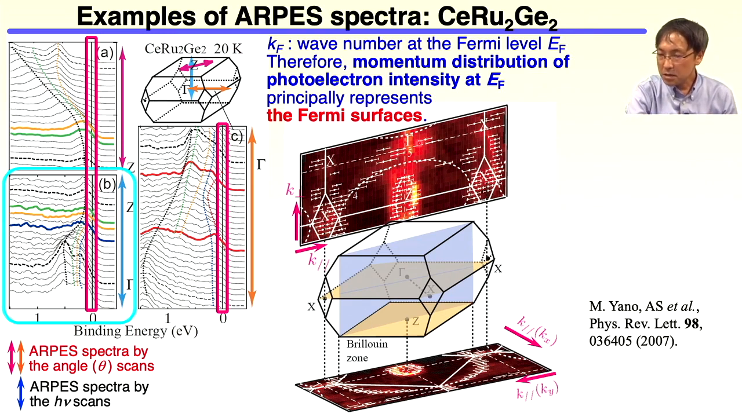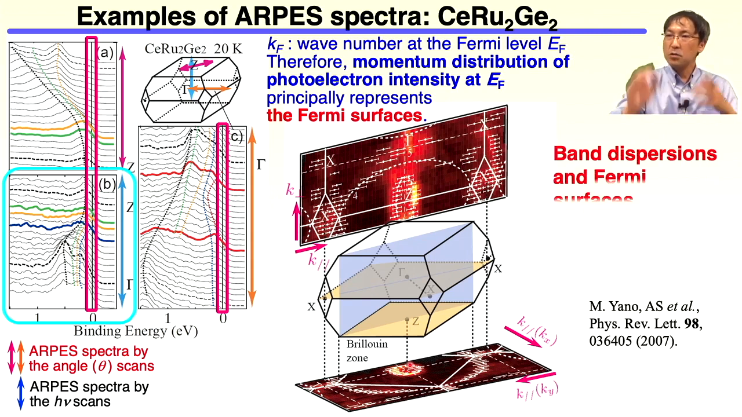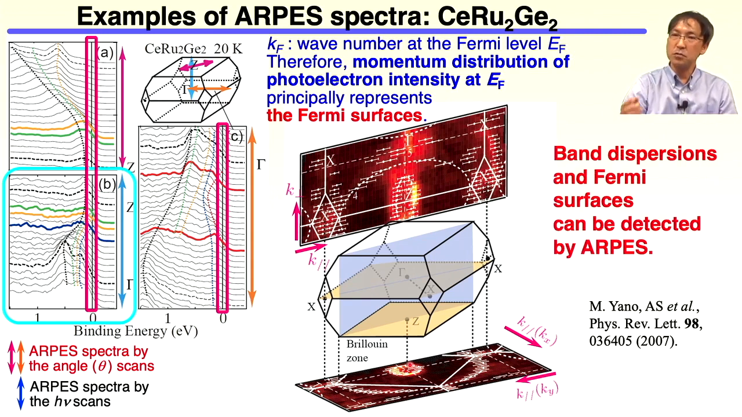So this viewgraph shows the data from the photon energy dependent ARPES spectra, and this viewgraph shows the result of the two-dimensional cross-sectional Fermi surface measured by changing the angle with a fixed photon energy. To summarize, by using ARPES, band or quasi-particle dispersion and the Fermi surface sheets can be detected.